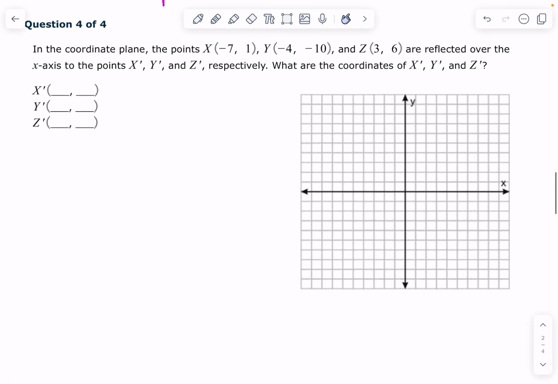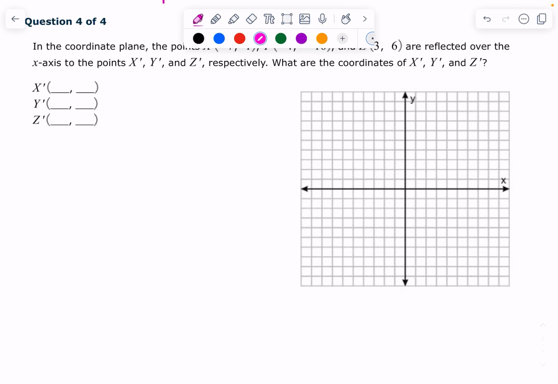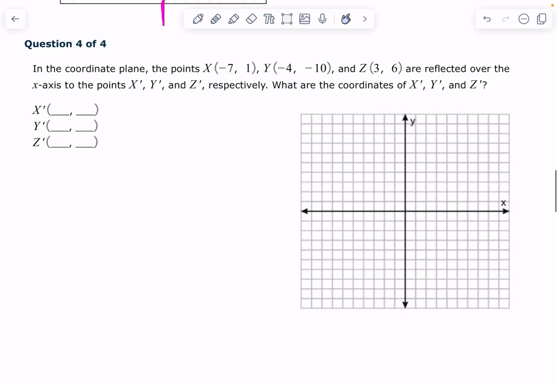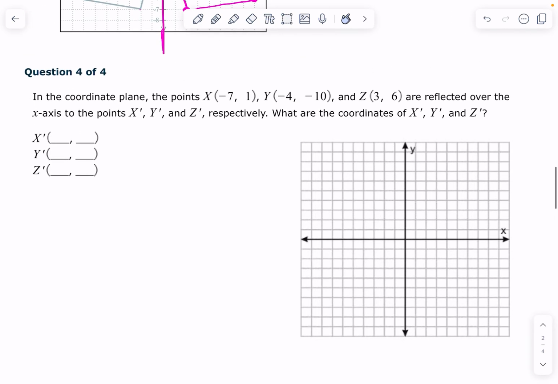Okay, and then the last question that you'll see on this type of quiz is asking you to reflect some points. So it says, in the coordinate plane, the points (-7, 1), (-4, -10), and (3, 6) are reflected over the x-axis. So there's 2 different ways that we can do this. We can draw it on the graph, or we can do it algebraically. So let's go ahead and do both ways.